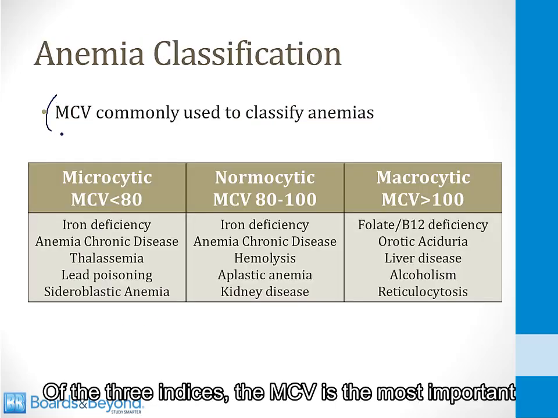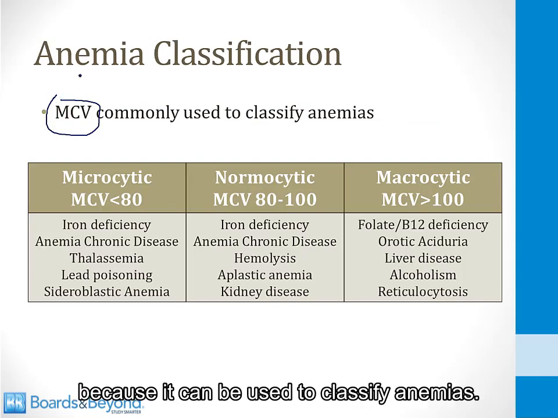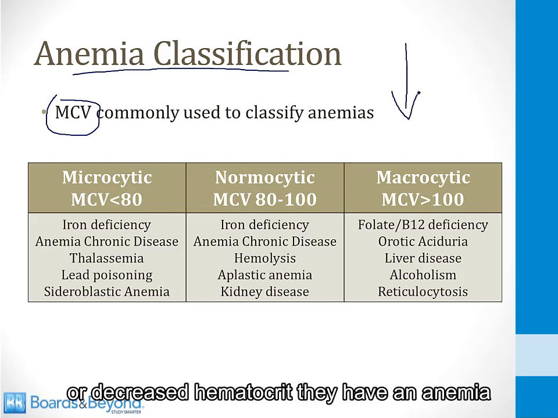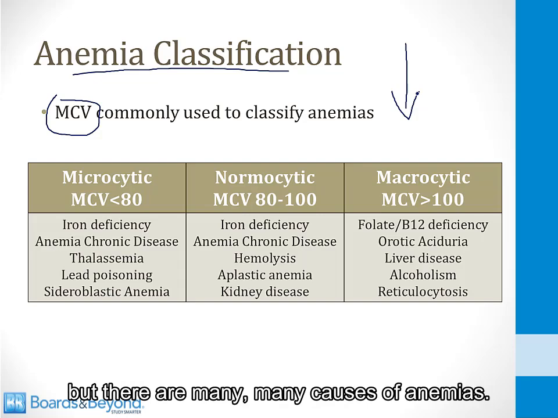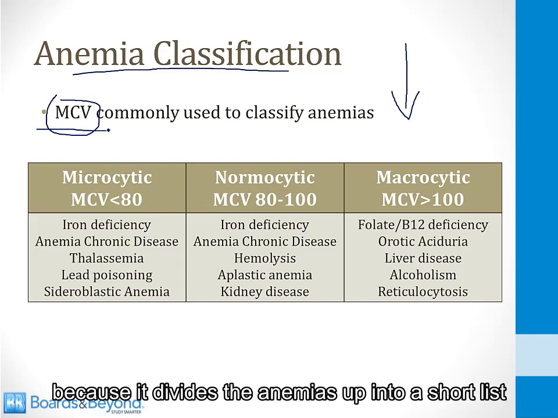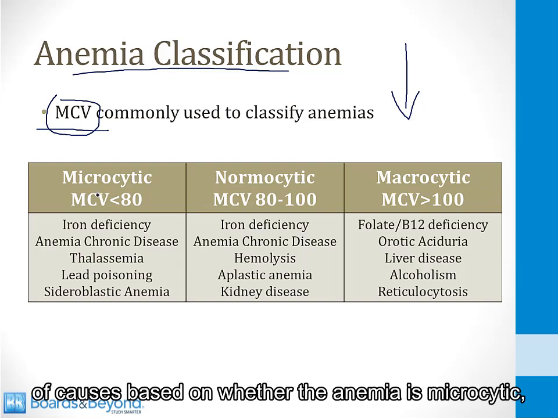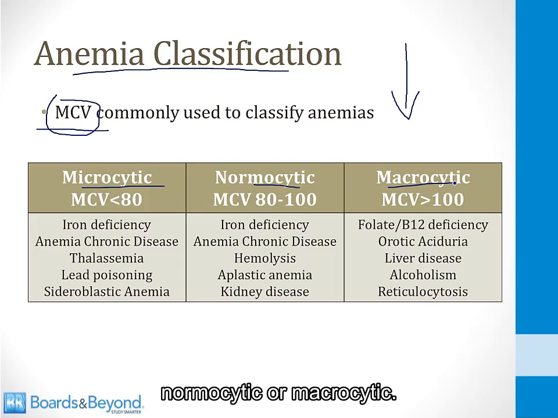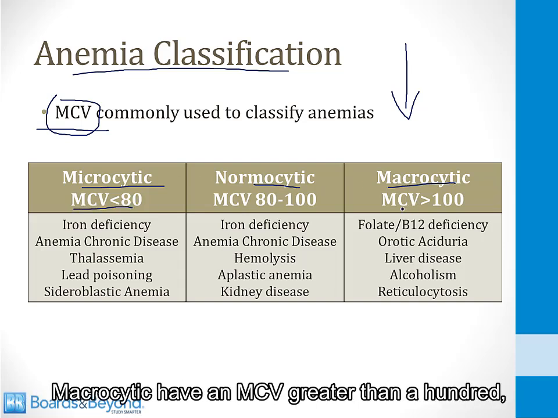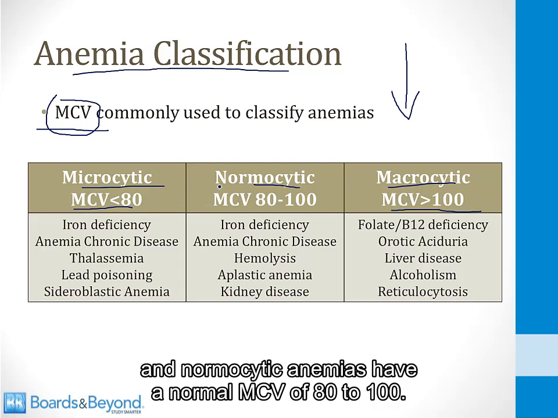Of the three indices, the MCV is the most important because it can be used to classify anemias. When patients have a decreased red blood cell count or decreased hematocrit, they have an anemia, but there are many causes of anemias. The MCV can be used to narrow down the potential causes because it divides the anemias up into a short list of causes based on whether the anemia is microcytic, normocytic, or macrocytic. Microcytic anemias have an MCV that is less than 80, macrocytic have an MCV greater than 100, and normocytic anemias have a normal MCV of 80 to 100.